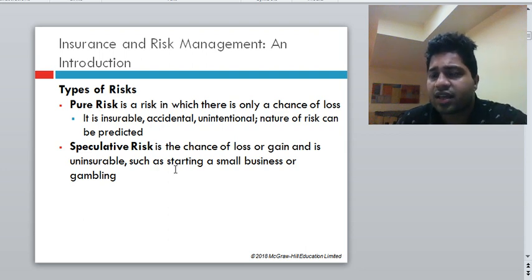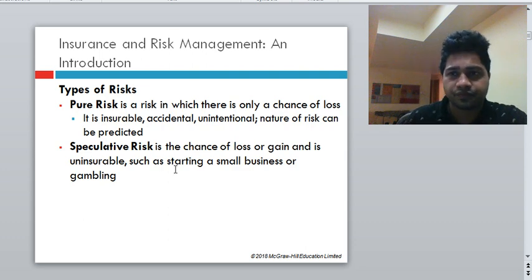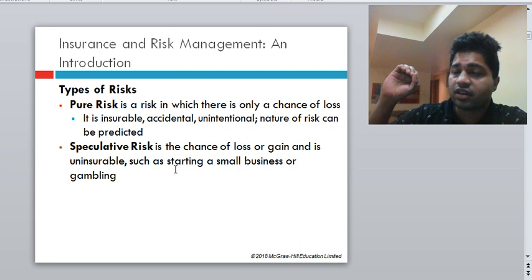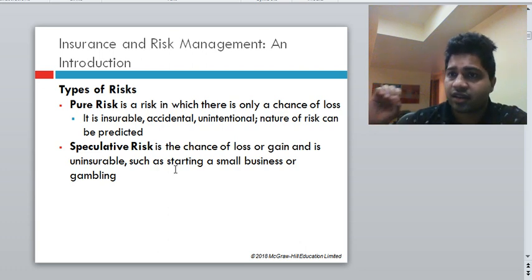Same way gambling. Even though your chance of winning a gamble or a lottery that you buy is close to 1 in a million, still there is a possibility of gain, so that risk cannot be insured. So all pure risk can be insured, none of the speculative risk can be insured.